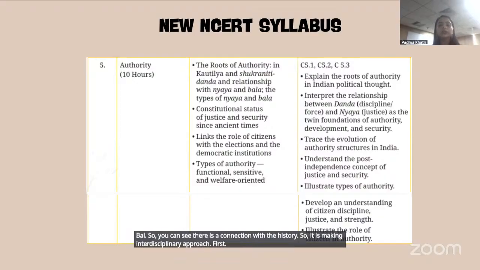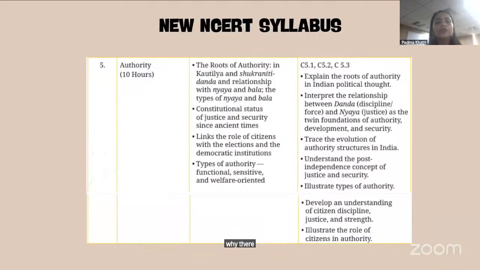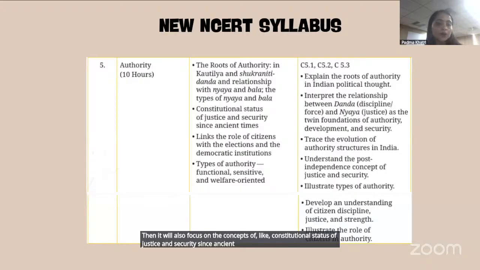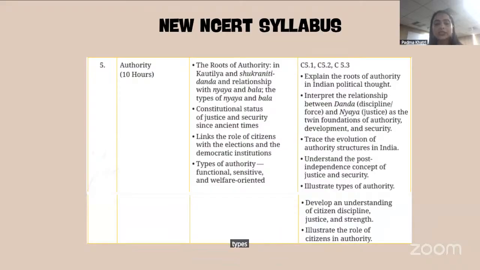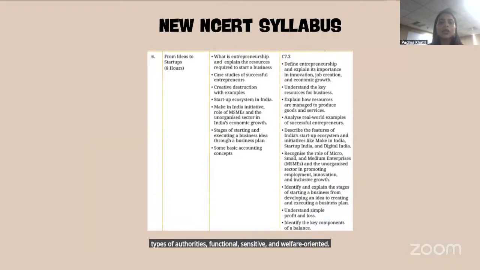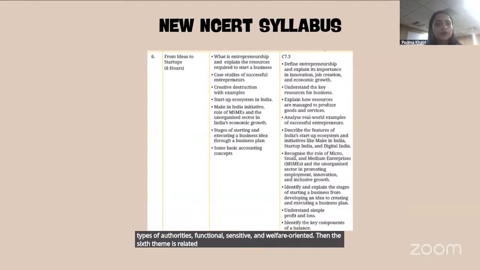First, they are going to learn about how this authority was prevalent in the past and how it is connected to the present, and why Bal, Dand and Nyay are important. Then it will also focus on concepts like the constitutional status of justice and security since ancient time to the present, contemporary time, right? Then it links the roles of citizens with elections and democratic institutions, types of authorities, functional, sensitive, and welfare oriented. Then the sixth theme is related to economics, from ideas to startups.